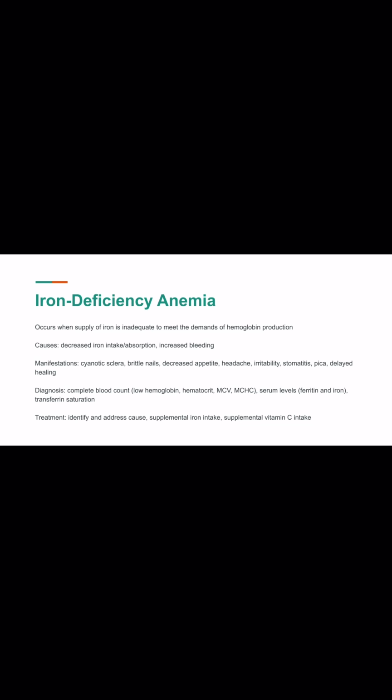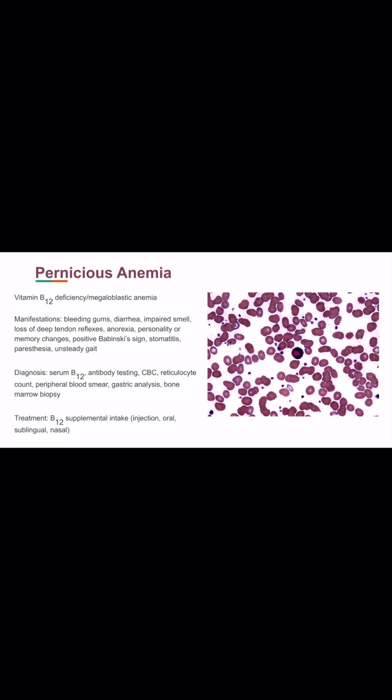vitamin C intake. Pernicious anemia is a decrease in red blood cells when the body is not able to absorb enough vitamin B12. Common causes of pernicious anemia include a weakened stomach lining or autoimmune conditions. Manifestations of pernicious anemia include bleeding gums, diarrhea, impaired smell, loss of deep tendon reflexes, anorexia, personality or memory changes, a positive Babinski sign, stomatitis, paresthesia, or unsteady gait.